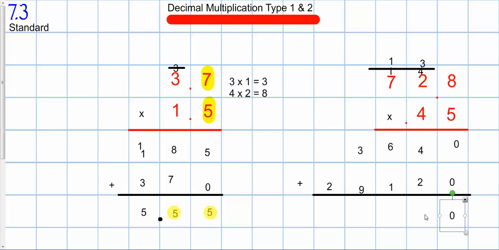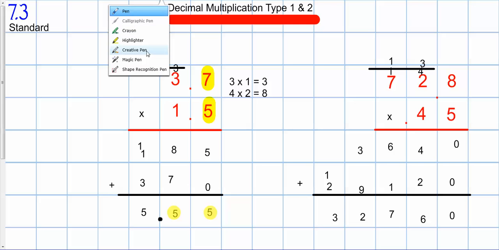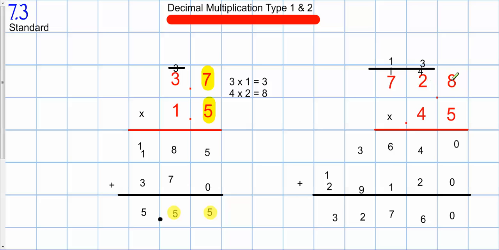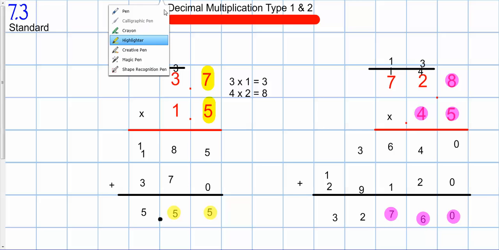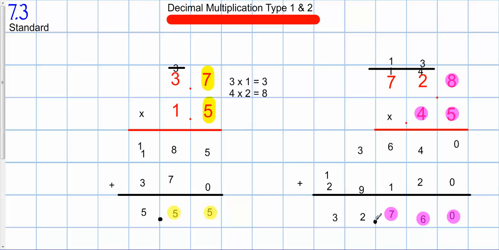0, 6, 7, 12, so put down the 2, carry the 1, and 3. Now remember, get your highlighter out. Okay, we're going to highlight everything to the right. So 1, 2, 3. So that means I got to highlight 1, 2, 3 numbers. Then I go in and put my decimal point. So 72 and 8/10 times 45 hundredths is 32 and 760 thousandths.